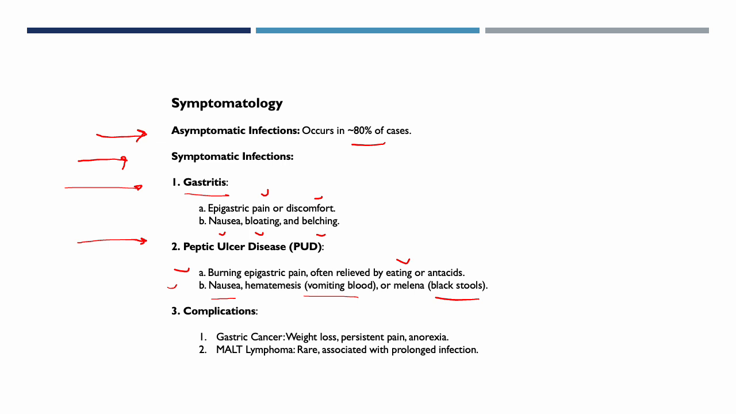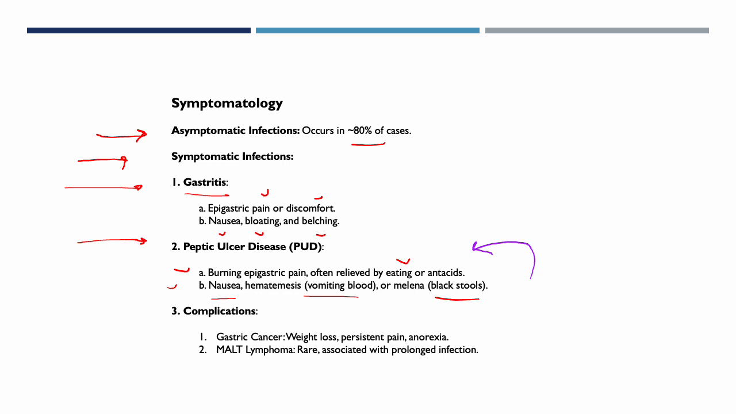Now you may wonder, how come the burning epigastric pain is often relieved by eating? The reason is because food buffers the stomach acid temporarily. This reduces the acidity that irritates the ulcerated gastric or duodenal lining, providing a short-term relief. And this is especially common in duodenal ulcers.